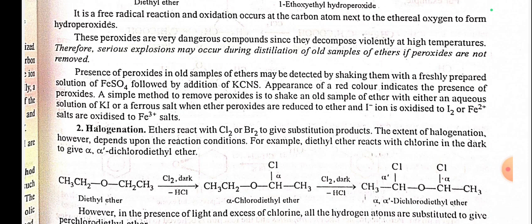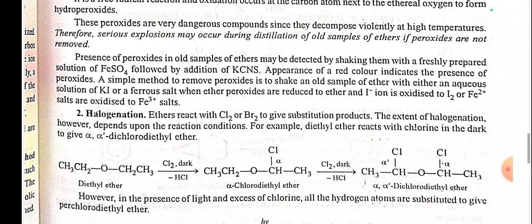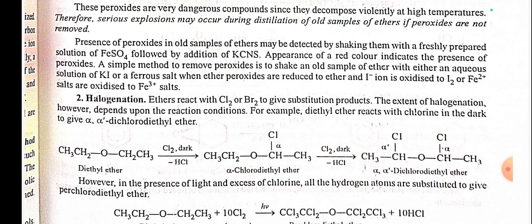Presence of peroxide in the old sample of ether may be detected by shaking them with a freshly prepared solution of FeSO4 followed by the addition of KCNS. Appearance of a red color indicates the presence of peroxide.